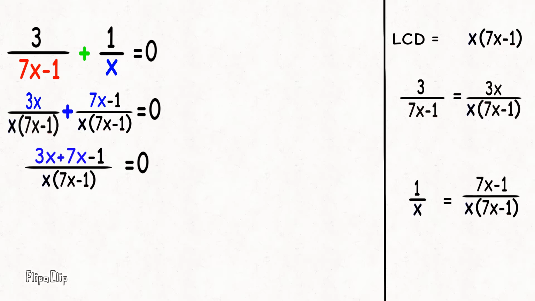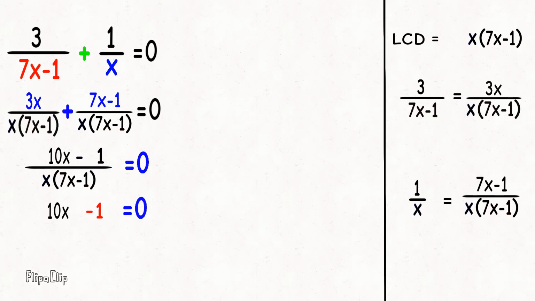This can be simplified to be 10x minus 1 over x by 7x minus 1 is equal to 0. Now this may seem a bit complicated, but good news. Since our fraction is equal to 0, we can just ignore the denominator to get 10x minus 1 is equal to 0.